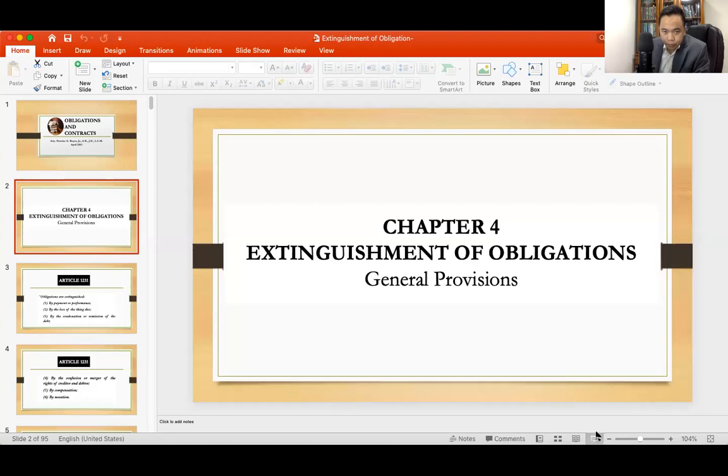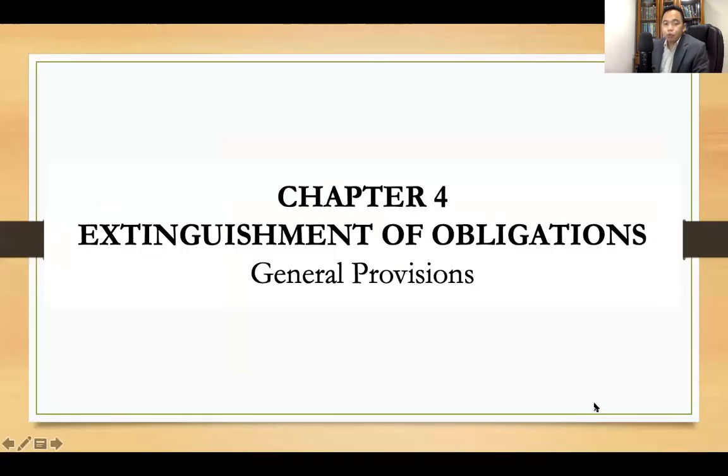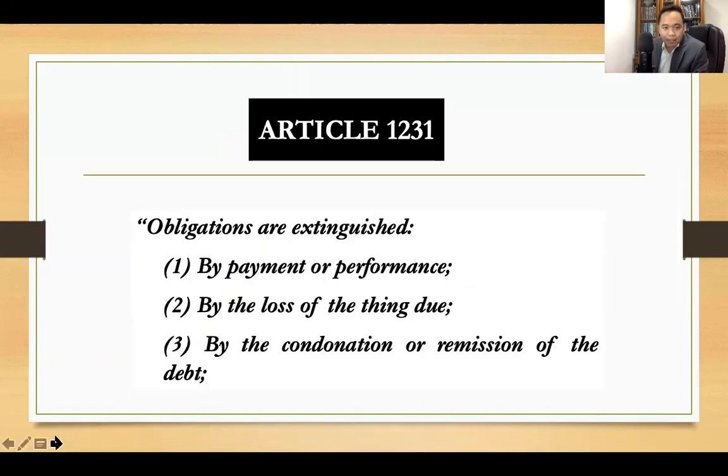So let me share my screen with you. Okay. Chapter 4, Extinguishment of Obligations, General Provisions. Class, when you say extinguishment of obligation, this means that it is an end to an obligation. So previously we have discussed the different kinds of obligation. But when you say extinguishment of obligation, these are the manners or ways by which an obligation is extinguished or is being ended or terminated.